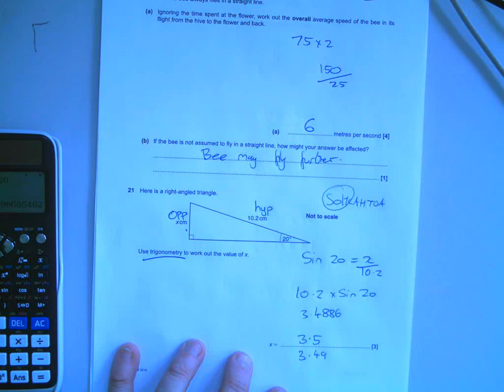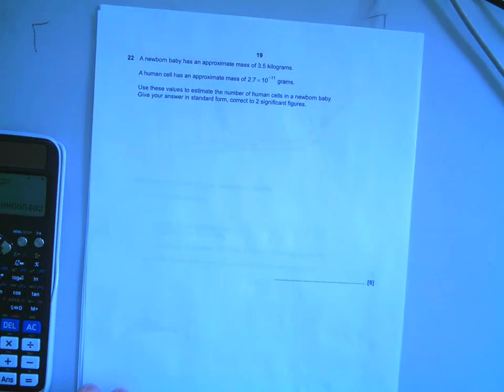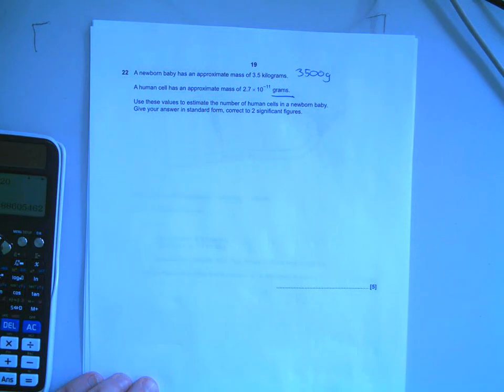A newborn baby has an approximate mass of 3.5 kilos. A human cell has an approximate mass of 2.7 times 10 to the minus 11 grams. Use these values to estimate the number of human cells in a newborn baby. So my first job, I want the newborn baby in grams, so everything's in the same unit. And for every gram there's that many cells, so we're just going to do 3,500 divided by 2.7 times 10 to the power of minus 11.